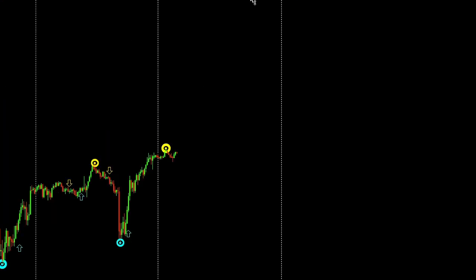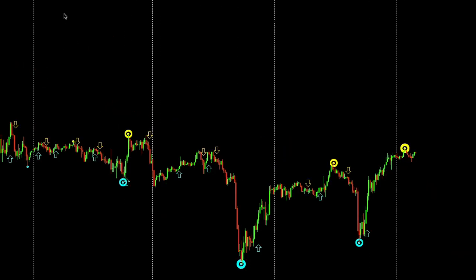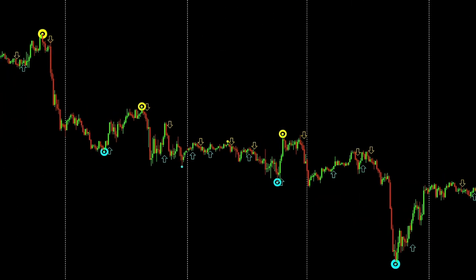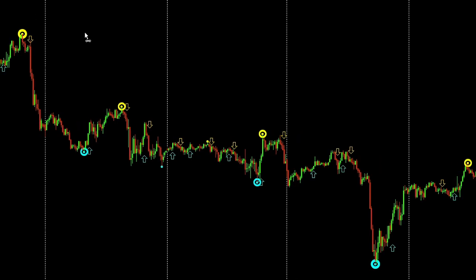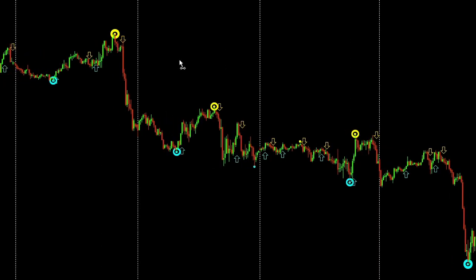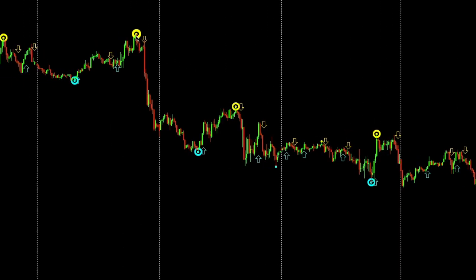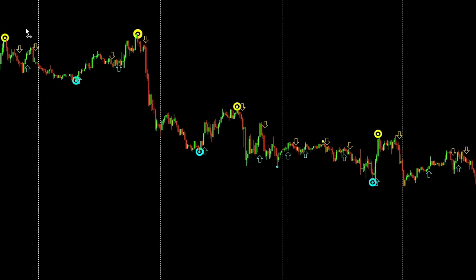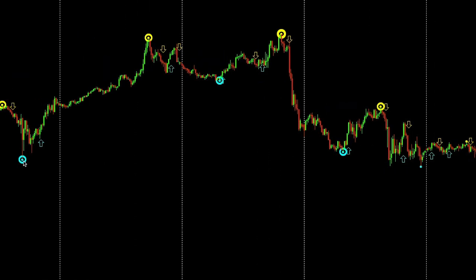Let me do a big 15 minute. Let me scroll back. So yeah, sometimes they'll be on the bodies here, but primarily on wicks at the low or high of the day. So right here, they left wicks. And also, ladies and gentlemen, the US30 is a momentum pair. This is a momentum pair.